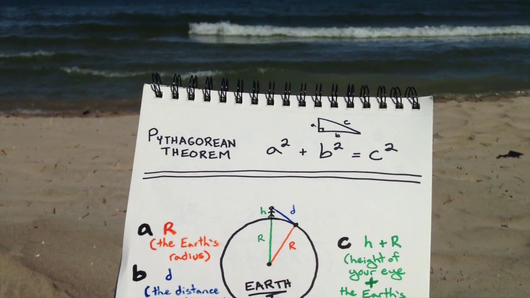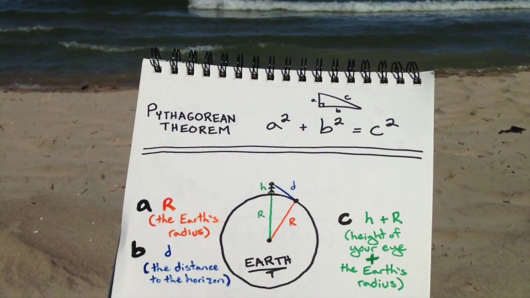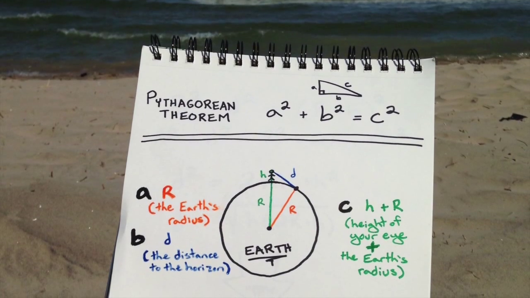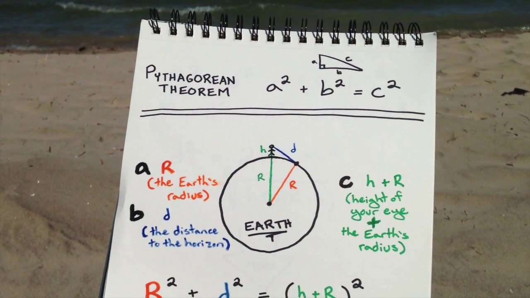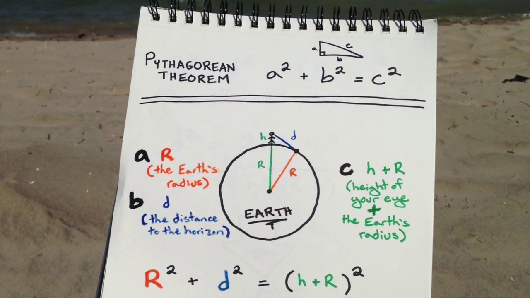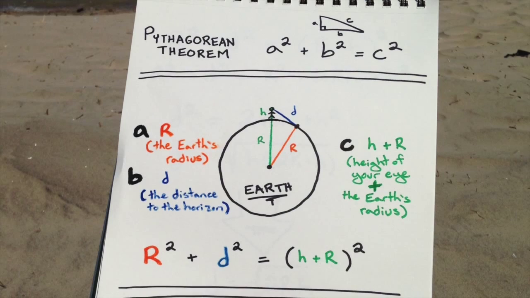So, the first side of the triangle, A, is the radius of the Earth. Side B is the distance from our eyes to the horizon. This is what we'll be solving for. The hypotenuse, or side C, is the radius of the Earth plus the height of our line of sight.